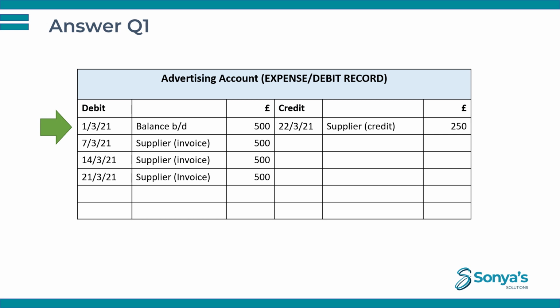The opening balance tells us that prior to March the 1st, the business has spent a total of £500 on advertising. During March, it has received a further 3 invoices. So far, the business has spent £2,000 on advertising. Then, it receives a credit for an error. We can already see that the account balance on this account is £1,750.